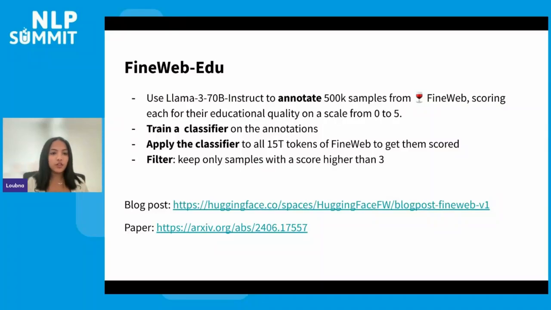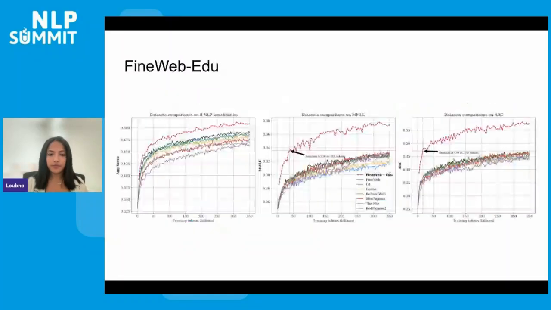Once we had our classifier, we applied it to all of the 15 trillion tokens of FineWeb, and we only kept samples that had a score higher than 3. So that's what we call FineWeb-Edu. It's samples that are educational, that were deemed to have a score higher than 3 by our classifier.